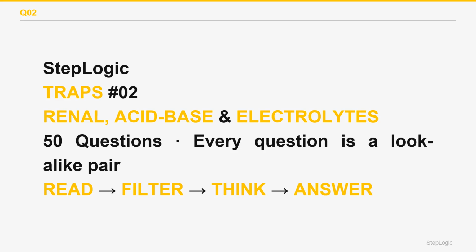Traps number 2. Renal, acid-base, and electrolytes. The chapter where 2 diseases share every symptom and differ by 1 number. 50 questions, each built on the detail that separates them. Find the discriminator and the question collapses.